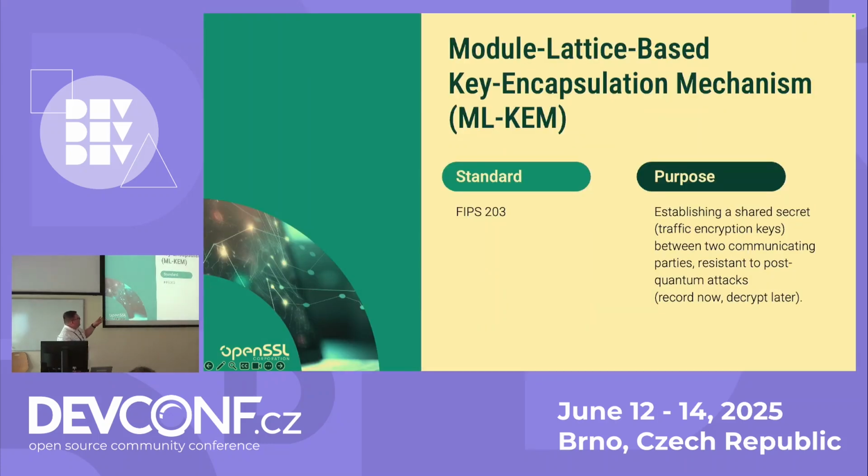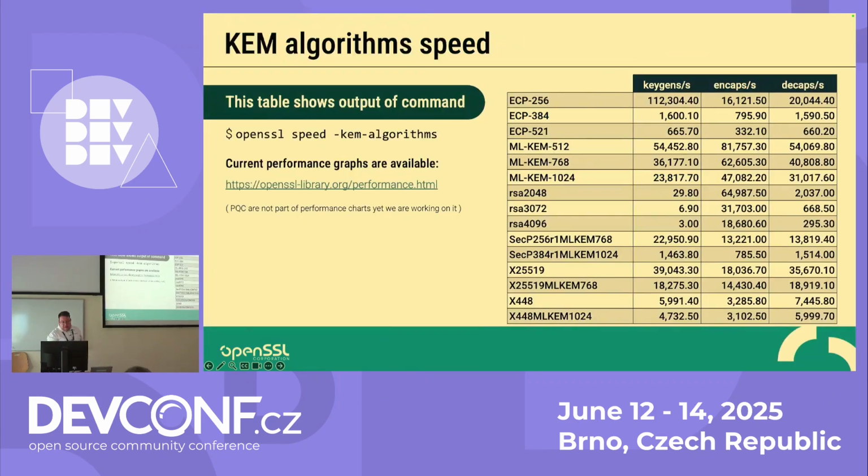So ML-KEM is for keys. It's simply FIPS 203. It should be quantum safe, so it secures your keys itself. Then if you are interested in the speed of ML-KEM, you can see it on the fourth, fifth, and sixth line. Because we have the OpenSSL speed application, most probably you know, we have a parameter speed, and you can do -kem-algorithms, and it will, in a long while, generate this output.